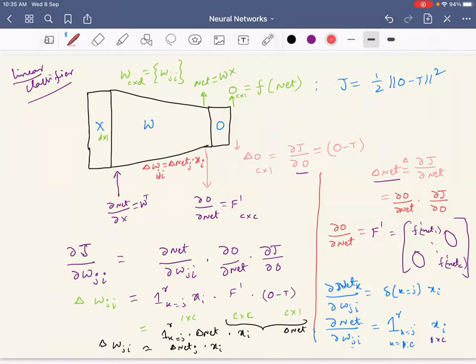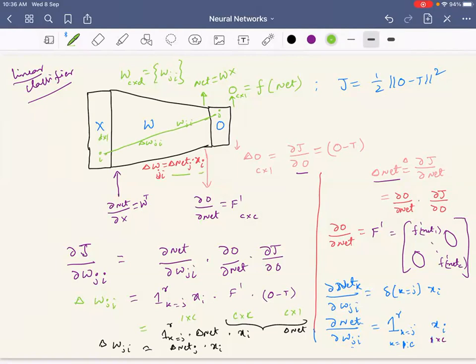If we want to update any element of this, you can see a nice analogy now. Assume that Xi is connected to net j. Here is the jth element and this is the ith element. This is Wji, and I want to write delta Wji. What I'm doing is taking the error corresponding to net j, that is delta net j, and multiplying it with the input here, that is Xi.